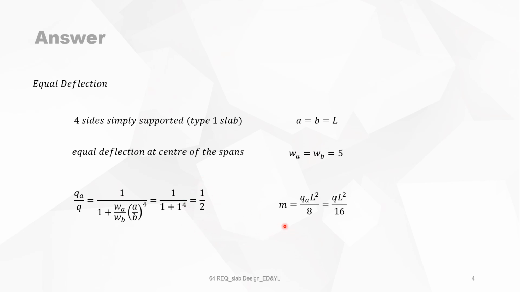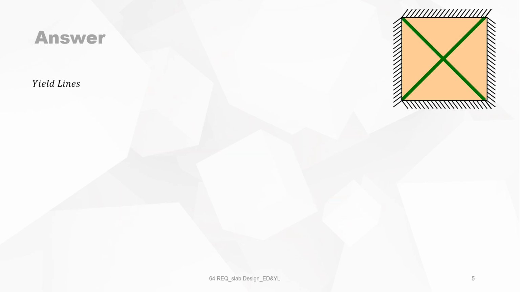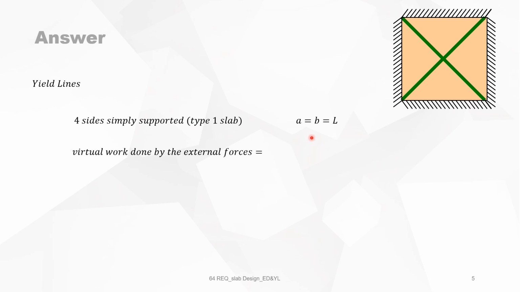So the bending moment is then QA L squared over 8, and QA is Q over 2, so we have QL squared over 16. That's for the equal deflection. Now let's have a look at the yield lines. The supports are axis of rotation. It's four sides simply supported, a type 1 slab with the side equal to L.